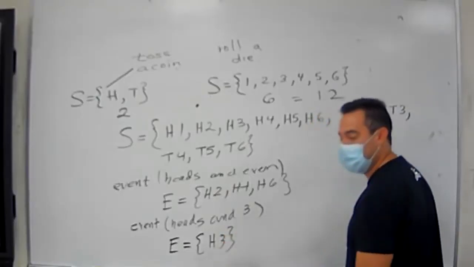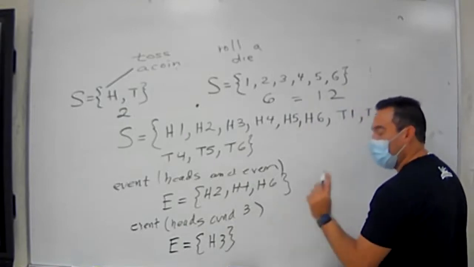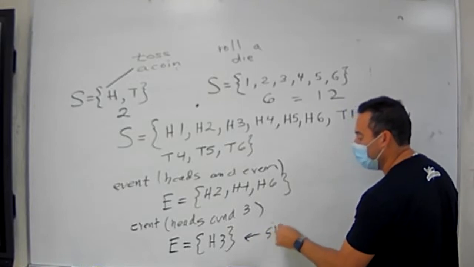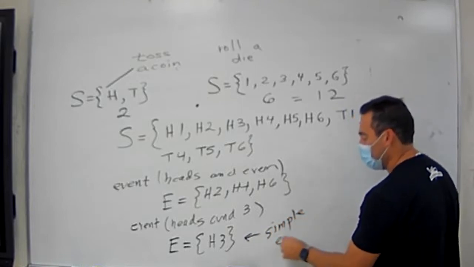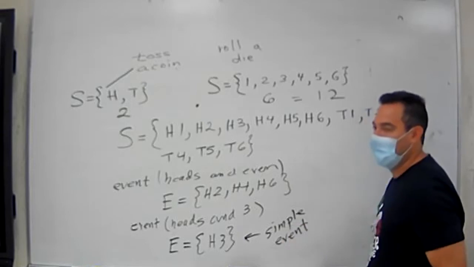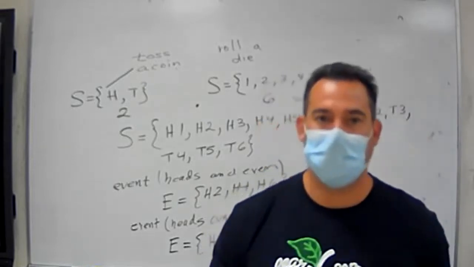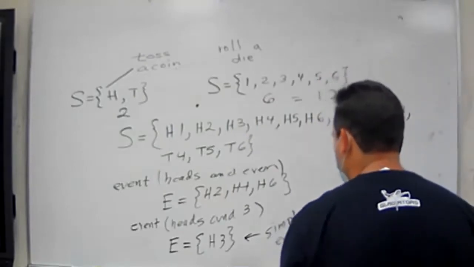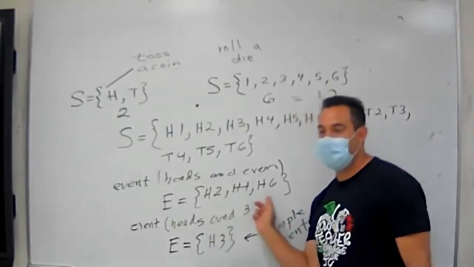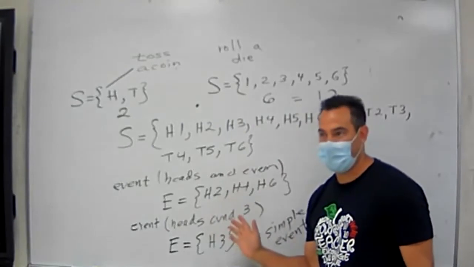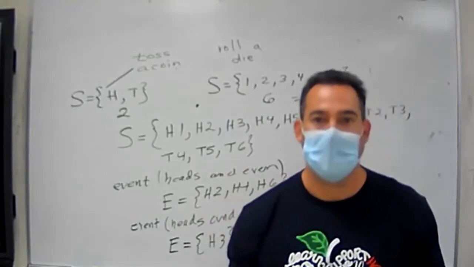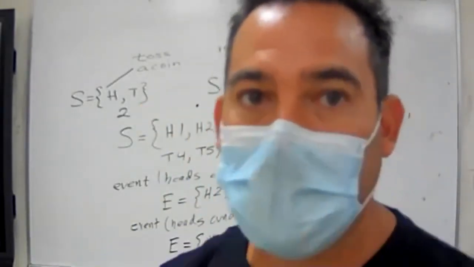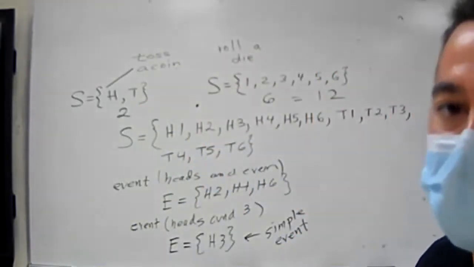Whenever you have an event that has just one result, we call this a simple event. We have a name for it in this book. We call it a simple event because there's one result. This is not a simple event. We don't call it a complex event, okay? We just say it's not simple. For those events that we are interested in that have only one possible result, we say that those are simple events.